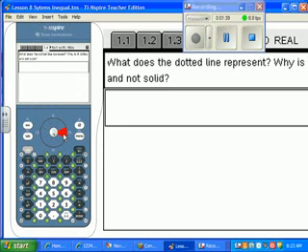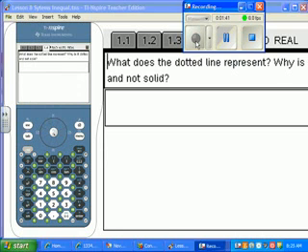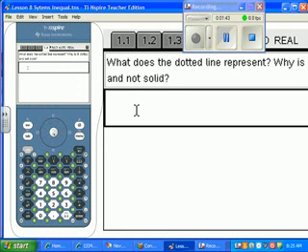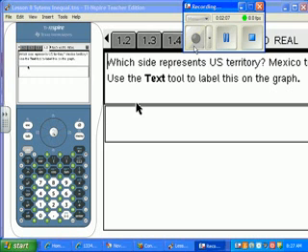Okay, so what does the dotted line represent, and why is it not solid? So what do we decide? Yeah, because it's not greater than or equal to or less than or equal to. Right, it's dotted because it's not greater than or equal to or less than or equal to. And what does that mean? That those aren't part of the solution set. Perfect. So in your own words, I want you to tell yourself what it means. Why is it dotted and not solid? What does that represent?